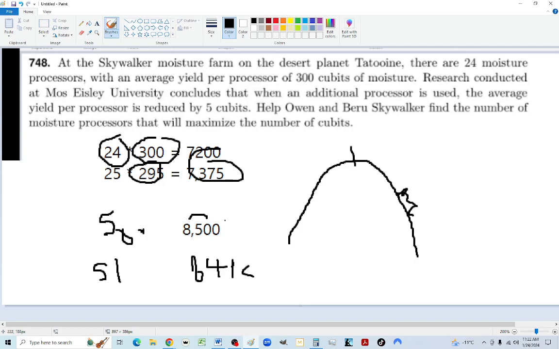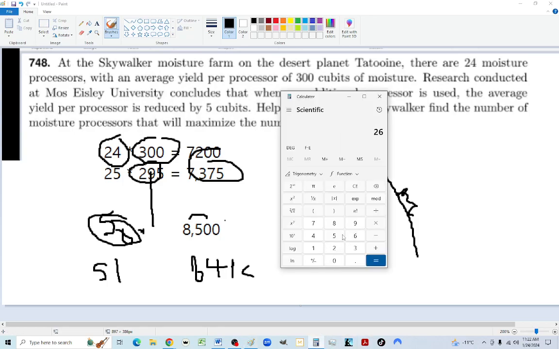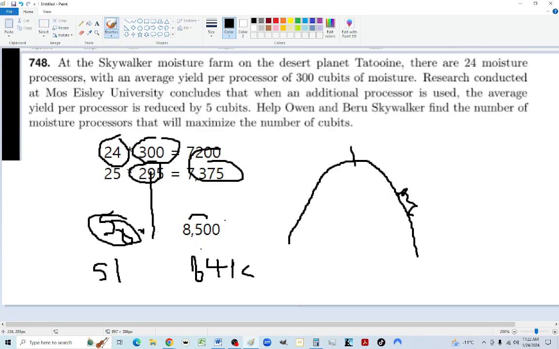So there's some magical number. And again, this was 26, 300 minus 26 times 5, whatever it was. It was 170. So this is 165. So clearly there's a magic number somewhere in between here where we get maximum amount of yield, because it's the number of processors times the average yield that gives us the total yield.